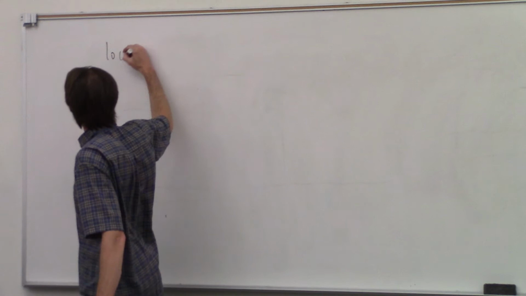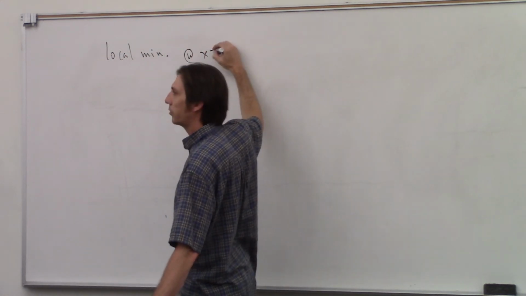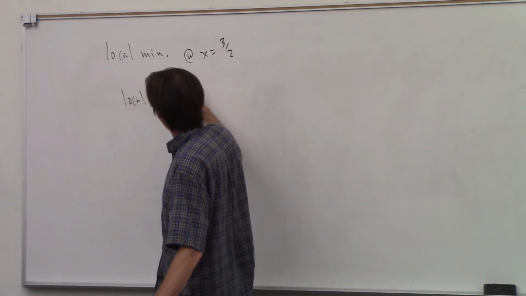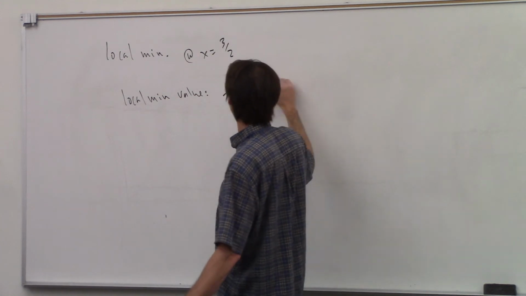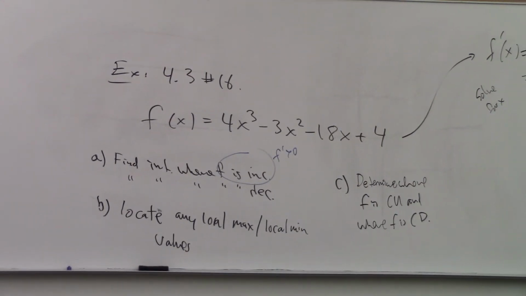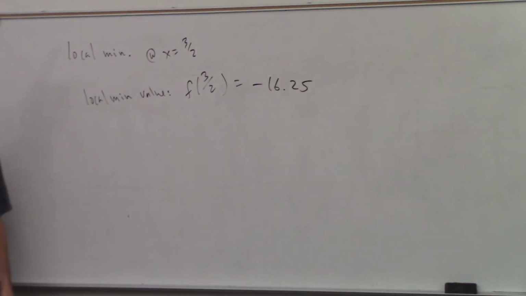For the local min, the function has a local min at x equals 3/2. To get the local minimum value, we plug 3/2 into the original function. I did this in my notes, I'm not going to do it for you, but you can check it. You should get minus 16.25. Okay, that's the local minimum value.